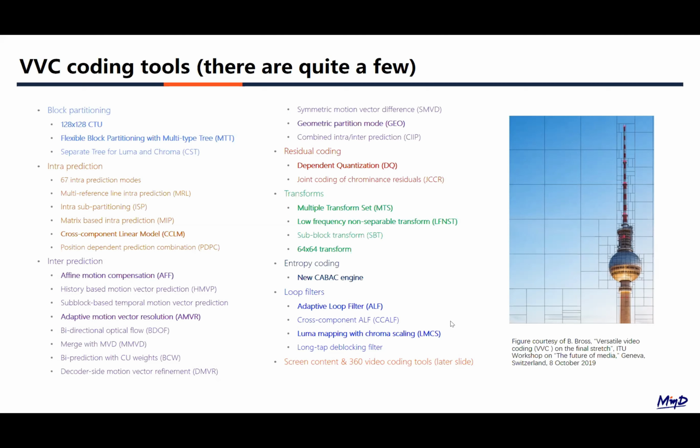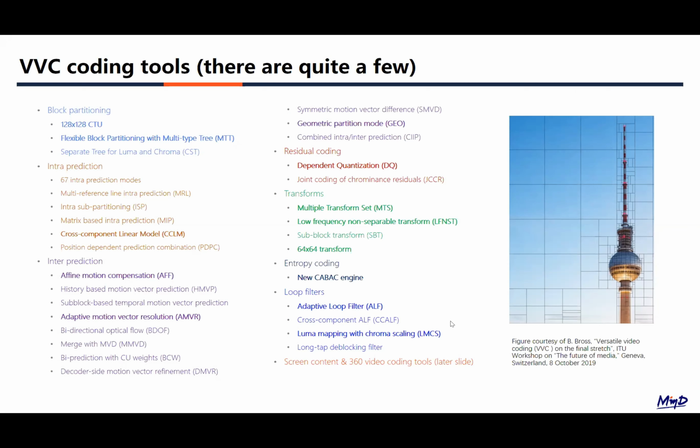Just quickly talk about a few of them. Affine motion: in addition to conventional translational motion, VVC supports 4-parameter affine or 6-parameter affine. And it also allows you to do, at the block level, adaptive motion vector resolution. So you can choose between quarter-pel motion, 1-pel motion, or 4-pel motion. And we also have a tool called geometric partition mode, which allows you to partition a block into not just horizontally or vertically, but at a slanted angle.